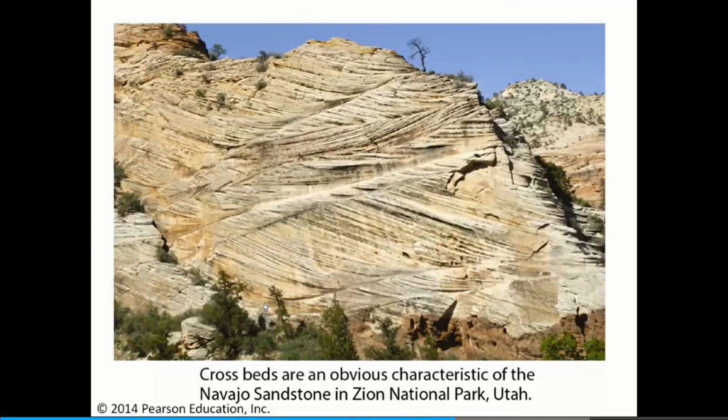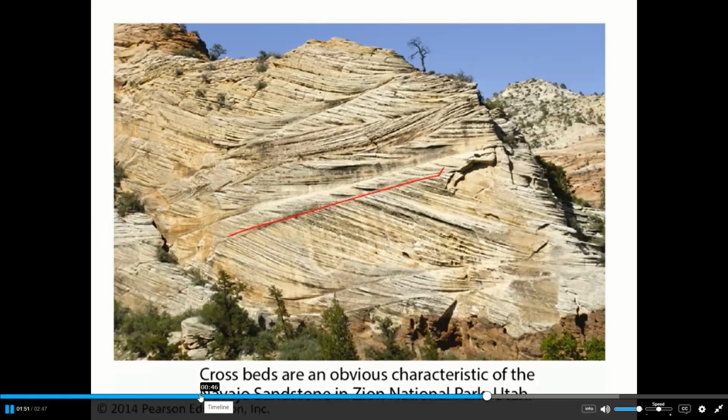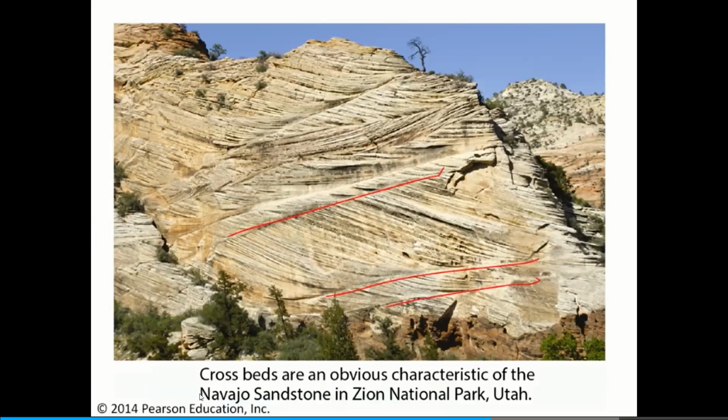Here's an example of some of these fossilized crossbeds. These are in the Navajo sandstone in Zion National Park. And you can see the main beds are units like this, and then within them are these beautiful crossbeds, which are inclined in the downwind direction. So basically these are the preserved slip faces of ancient sand dunes.